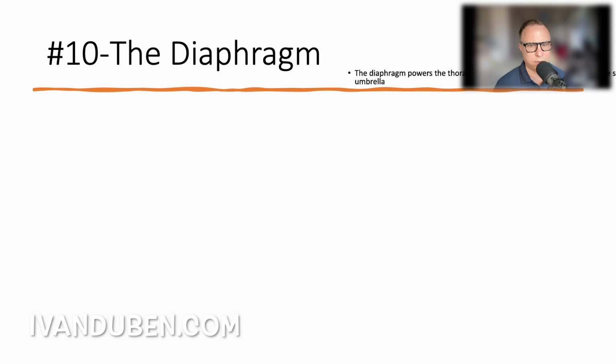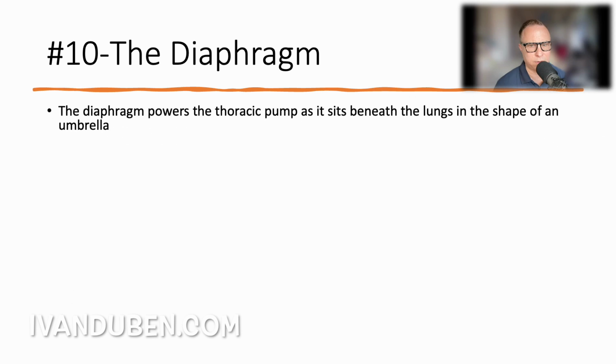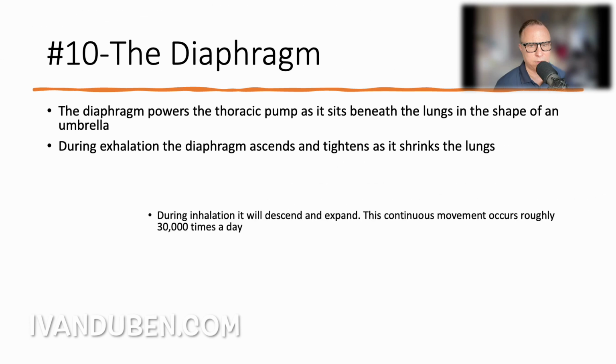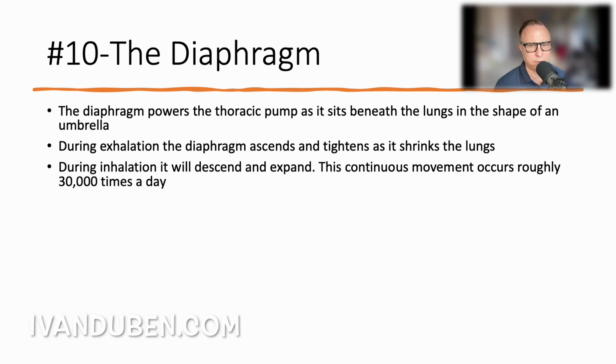Moving on to the diaphragm. The diaphragm powers the thoracic pump as it sits beneath the lungs in the shape of an umbrella. During exhalation, the diaphragm ascends and tightens as it shrinks the lungs. During inhalation, it will descend and expand. This continuous movement occurs roughly 30,000 times a day.